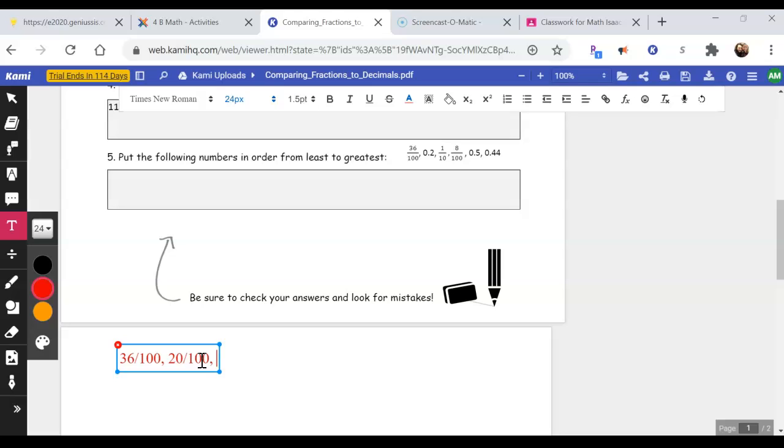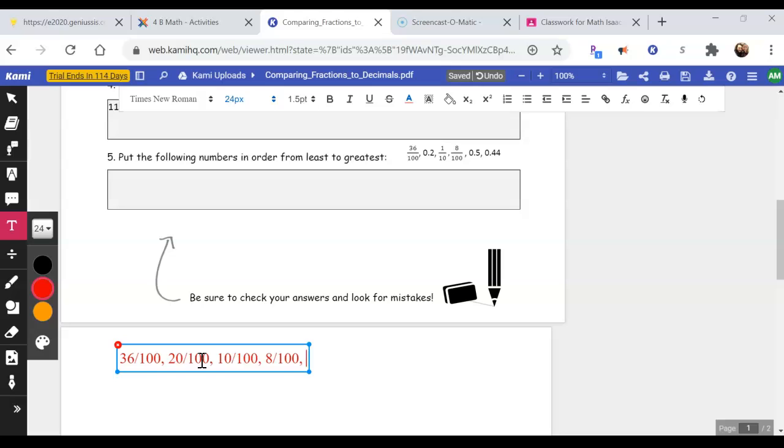Then your next one is 1/10. In order to make them all the same, we're going to convert that. We add a 0 to the bottom to make that 100, and because we did it on the bottom, we add it to the top. That makes it 10 hundredths. Okay, let's go on to the next one. The next one is 8 hundredths, so we don't need to do anything with that number.